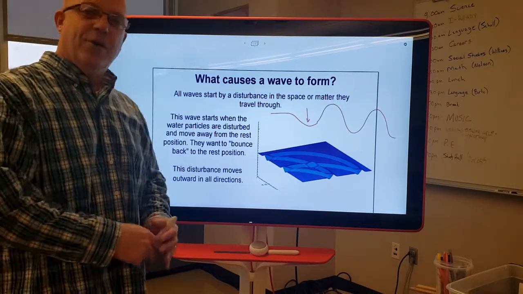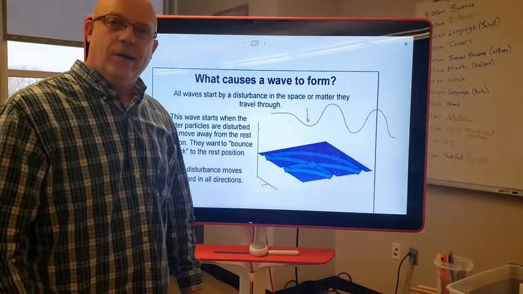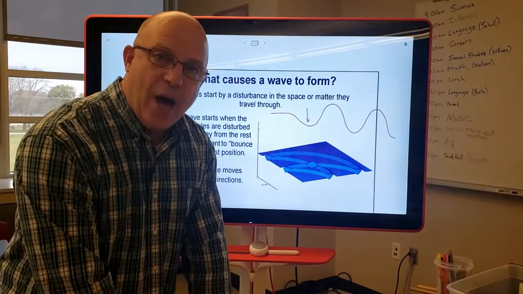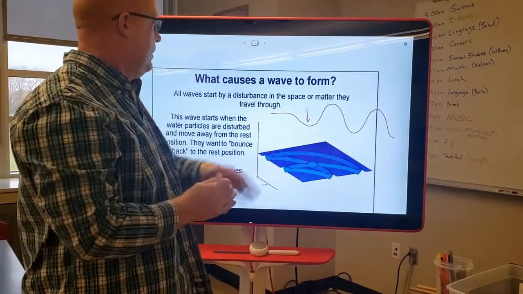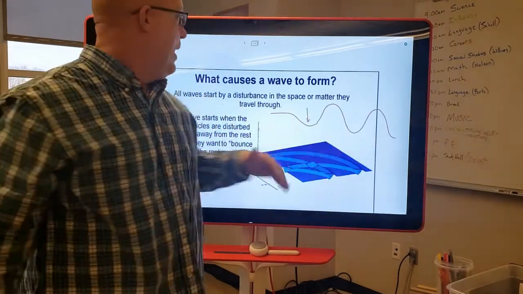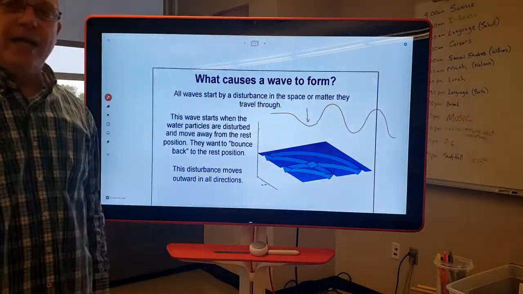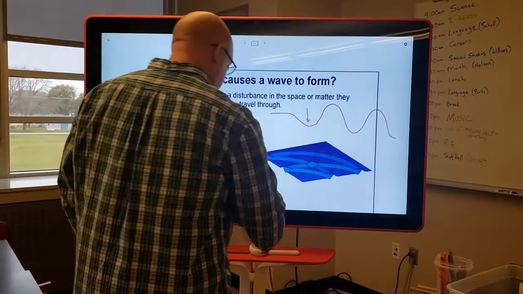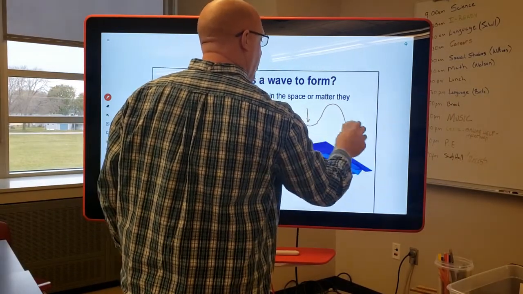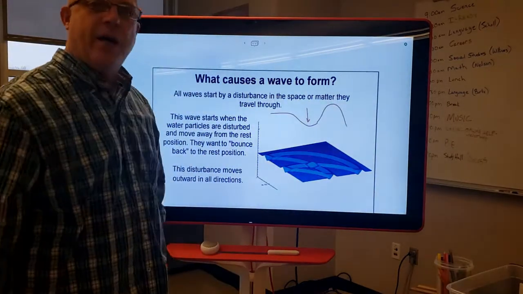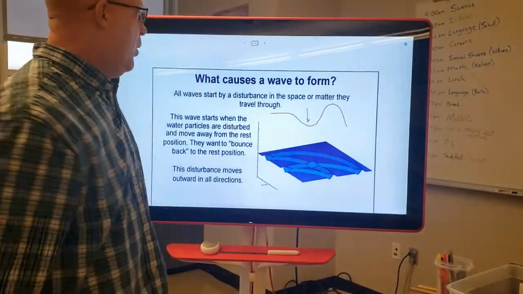We're talking about taking a rock, tossing it into the water. The water gets pushed down where the rock hits, and then it springs back up. That's a wave, a disturbance in space or matter. Now, what we do need to show here is that if I throw one rock, do I get multiple waves? No. One rock means one wave.